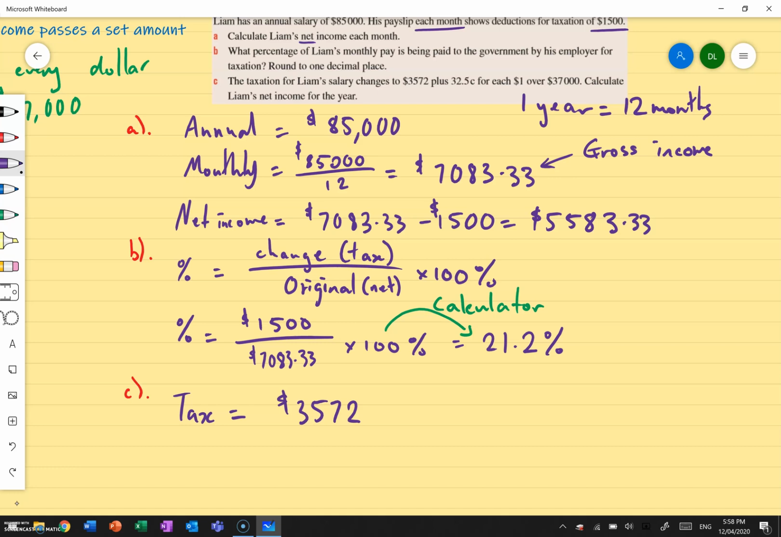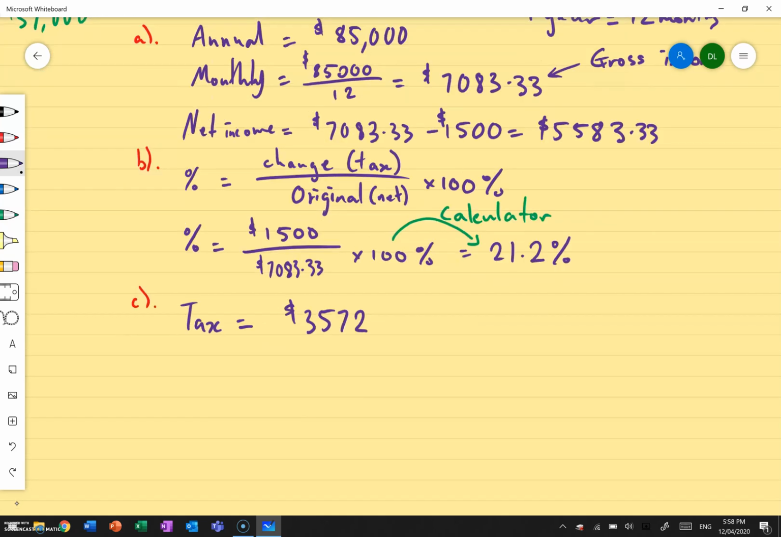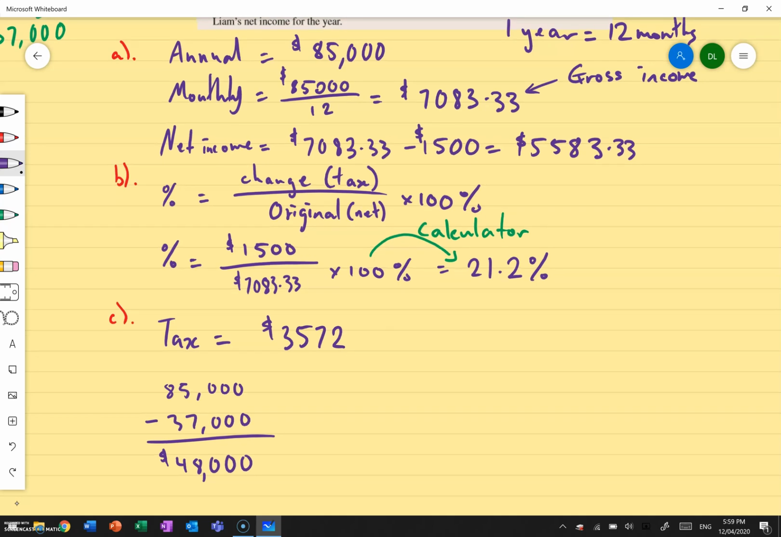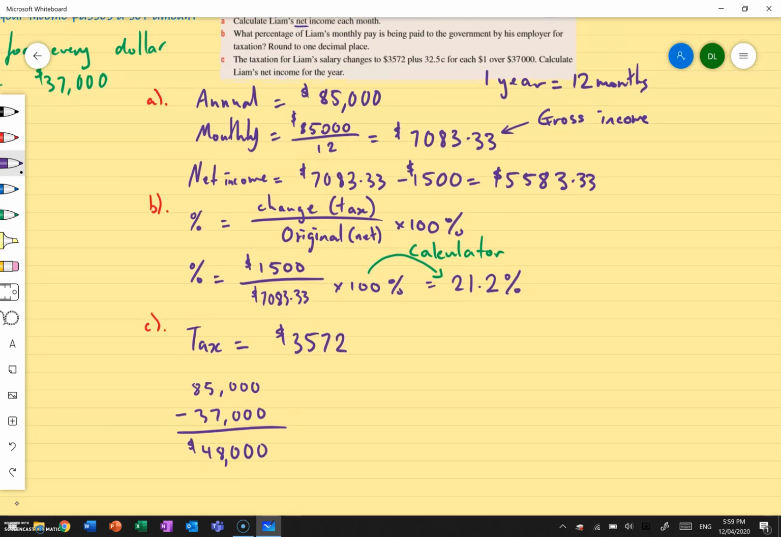Every dollar. So, how much money over 37,000 does he earn, right? So let's do that first. So, let's do that down here. So he earns a total of 85,000, and then we take away 37,000, which gives us, he earns $48,000 over the $37,000 threshold. So he has to pay 32.5 cents per every dollar in $48,000.